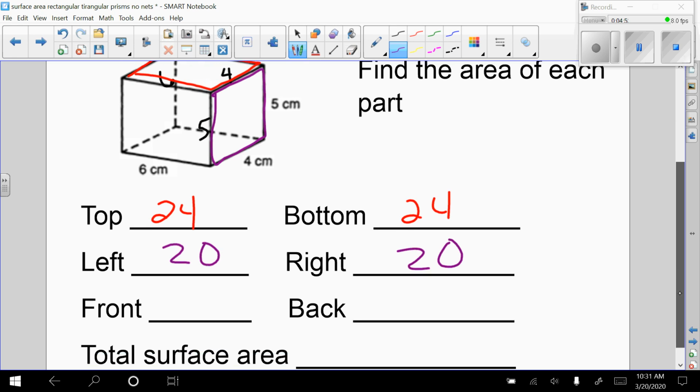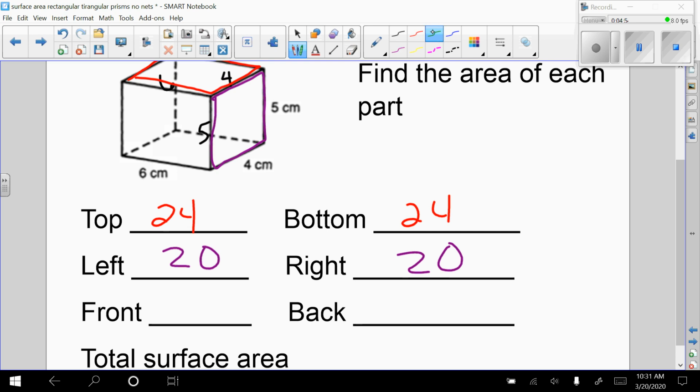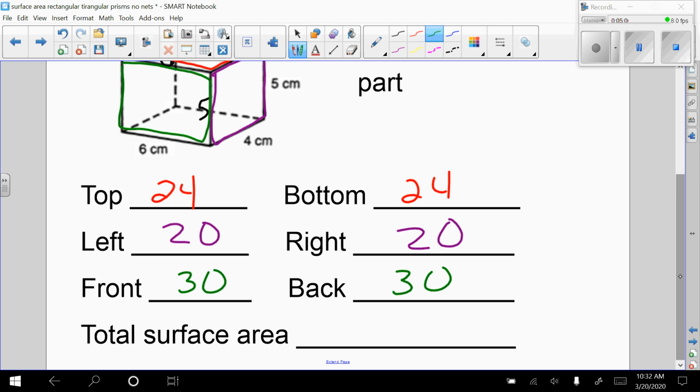And then we need to do the front and the back. Again, here's the front. The front is 5 by 6. 5 times 6 is 30. That means the back is 30. Now to find the total surface area, add up all those numbers together, and you would find out that it's 148 centimeters squared.